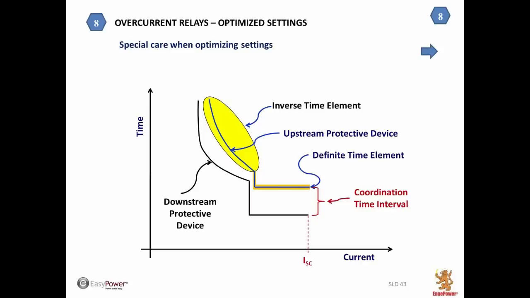These elements are independent from each other. They count the time independently of one another. So this inverse time relay is counting the time. The TCC program cuts the curve when you put the second element, and you think it's coordinated, but in fact they aren't. So it's very important to take care when you use the second element as a definite time element.